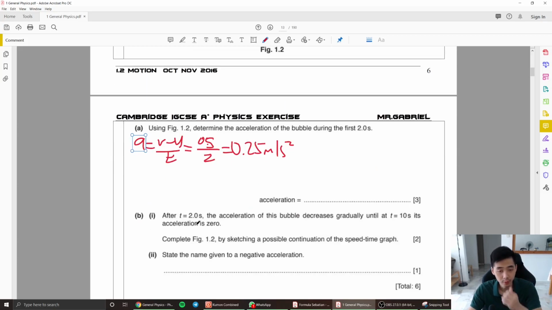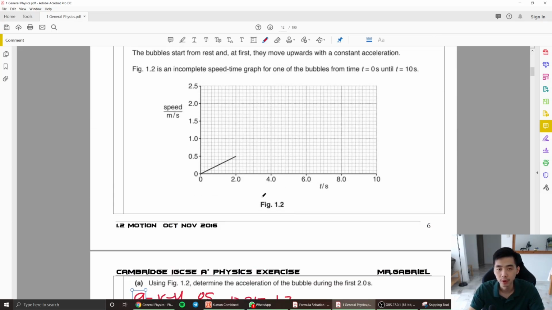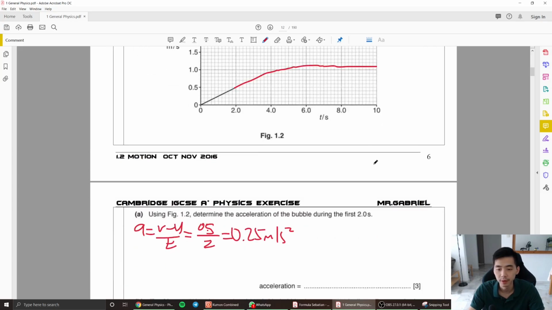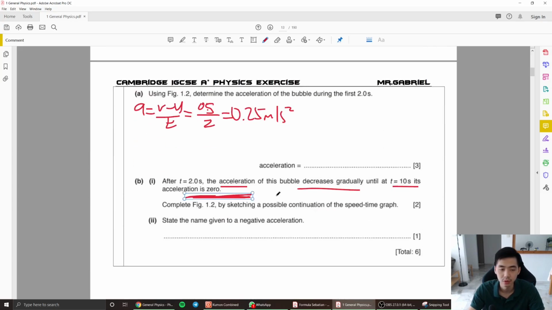Right? After 2 seconds, the acceleration of the bubble decreases gradually. The acceleration decreases, not the speed. The acceleration decreases gradually until it reaches 10, where its acceleration is 0. Complete figure 1.2 by sketching a possible continuation of the speed-time graph. It's supposed to have decreasing acceleration, in other words, decreasing gradient. And eventually it flatlines to become 0 because it's going to have 0 acceleration. So what you're supposed to do is curve this graph and eventually give it a flat line to indicate that the acceleration is 0.